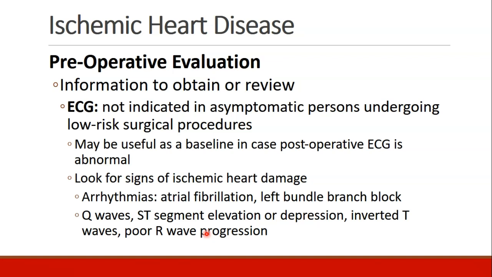Arrhythmias like atrial fibrillation or a left bundle branch block. Signs of ischemia like Q waves, ST segment elevation or depression, inverted T waves, or poor R wave progression would also be concerns.